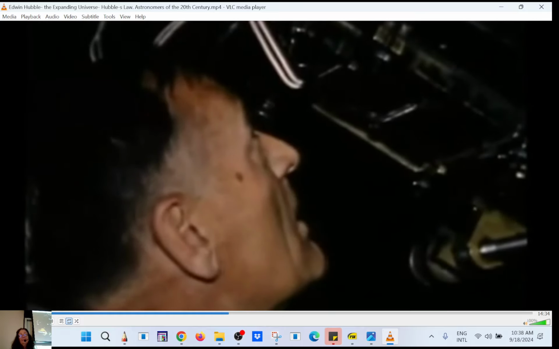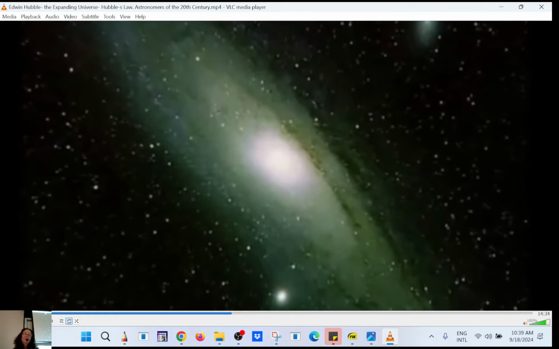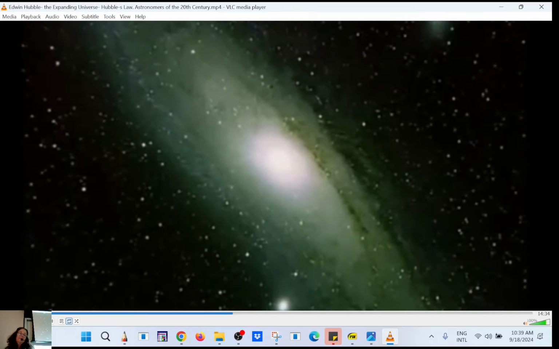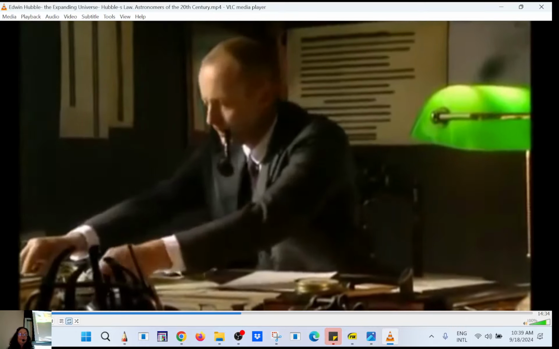Hubble devoted his attention first to the Andromeda Nebula, the only galaxy visible with the naked eye from the Northern Hemisphere. He hoped to find Cepheid variables there. And indeed, after years of intensive observation, he found some in the middle of the Andromeda Galaxy. He captured the result on photographic plates.